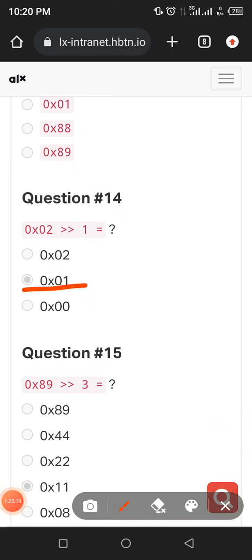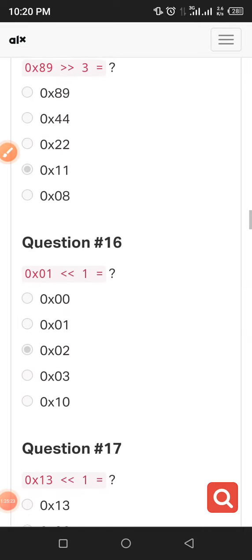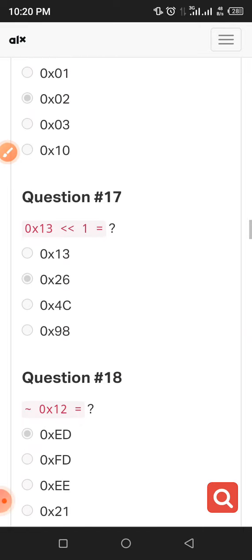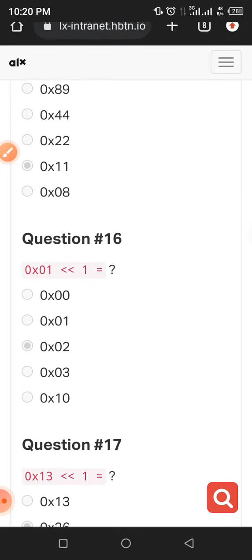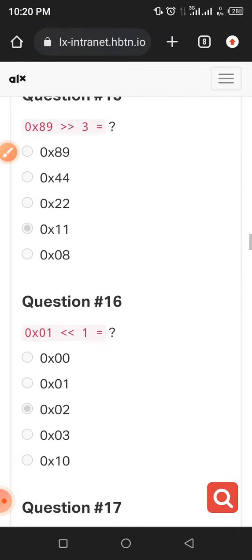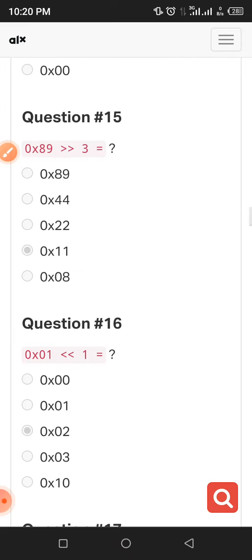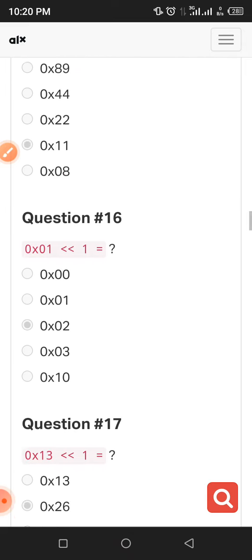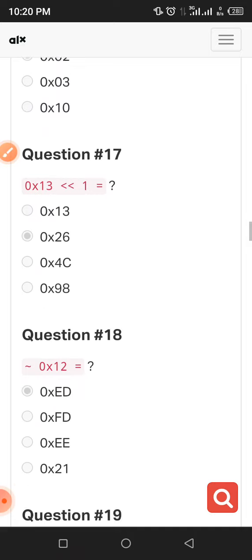15, 16, 17, 18. Oh, we have a lot here. So shift right. Let's do number 15. I'm going to do number 15, then skip number 16. You do that yourself. You figure that out yourself. Then I'm going to jump to number 18 and number 19.